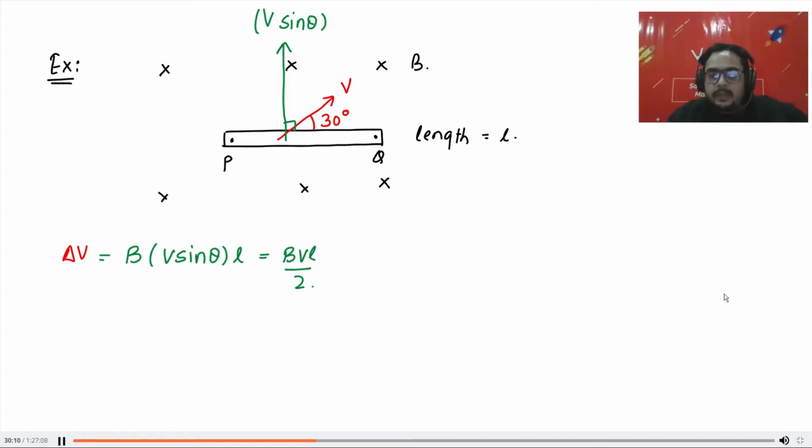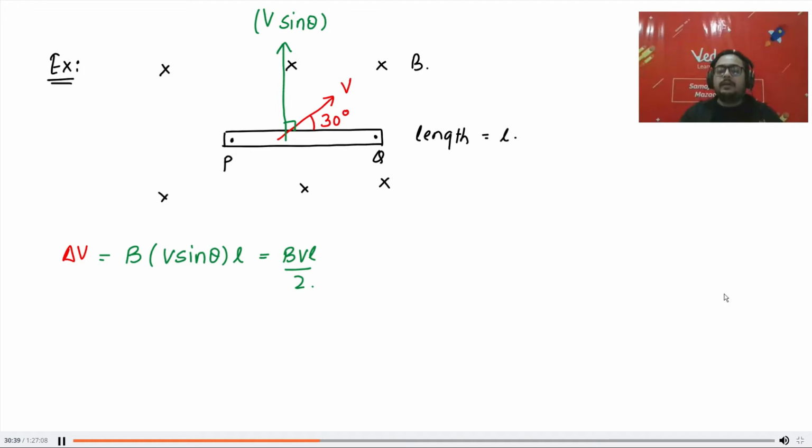Now they are asking me which point is at higher potential. Direction of L: beta, length has no direction. The components should be perpendicular to length. Just remember that. Both the components should be perpendicular to length. Now what do I have to do for direction? V cross B. Now where is V? Up. And where is B? Into the plane. Am I correct?